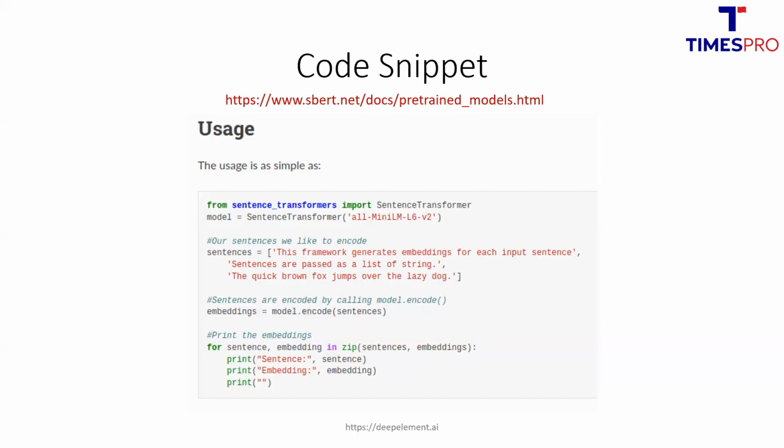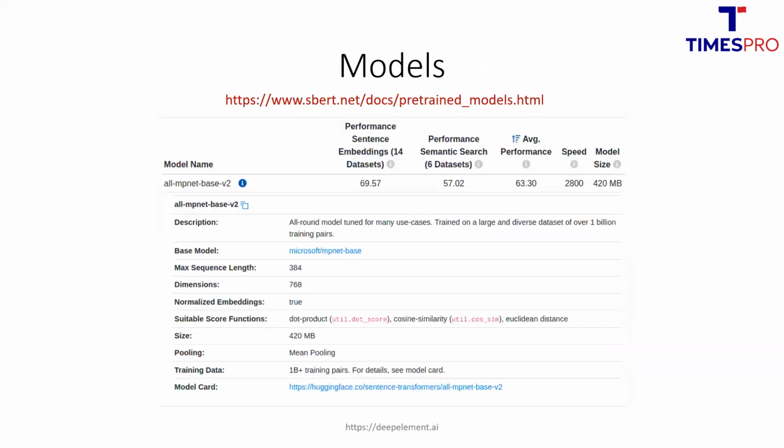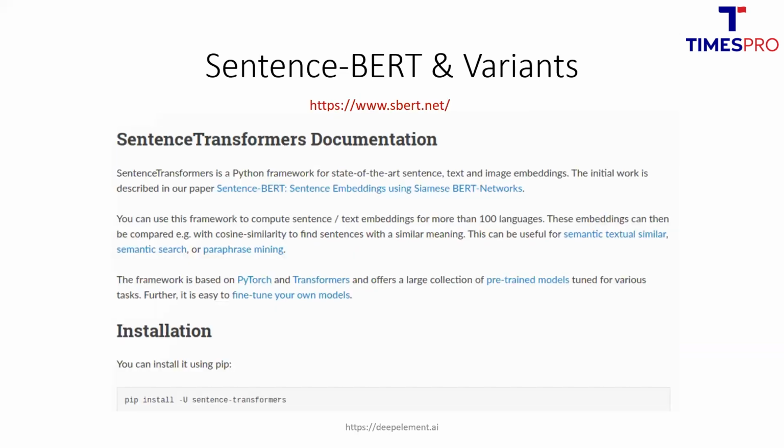But let me tell you that this is not the only way of converting text into vectors. There are many other techniques. For example, if you look at OpenAI, they also give you APIs. You can pass the text and get back embeddings from them. So there are many other sources of converting sentences into vectors. But by far, SentenceBERT and its variants are the most popular ones.